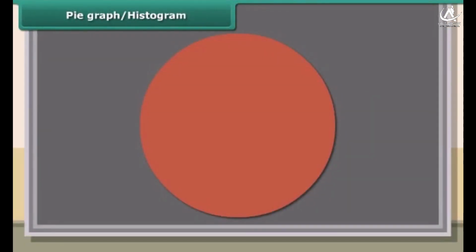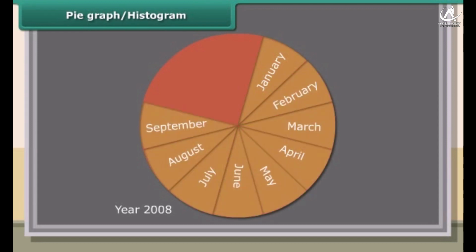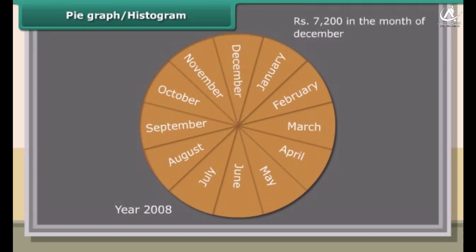Pie graph or a circle graph. A pie graph is used to compare parts of a whole. The circle represents the whole in a pie graph. In the month of December 2008, Ramu spends his monthly salary amounting to Rs 7,200 on different items.